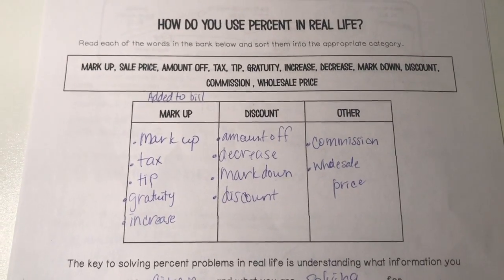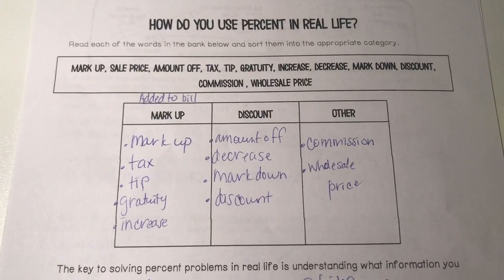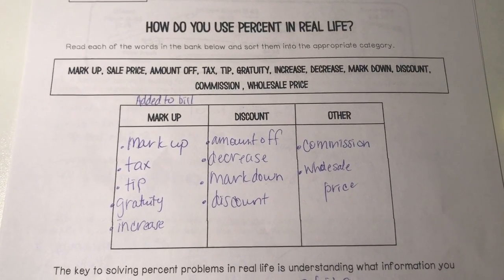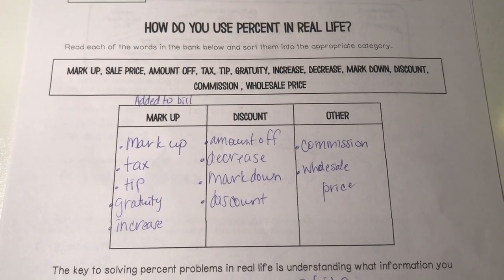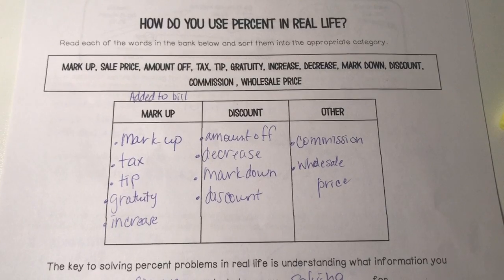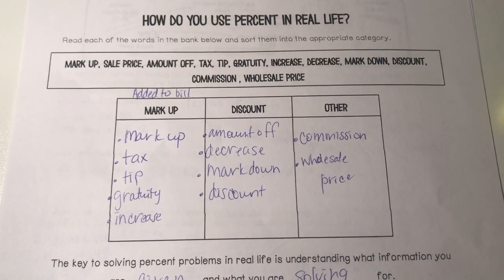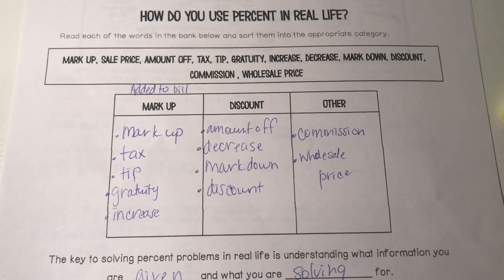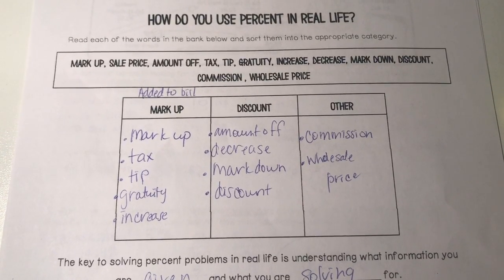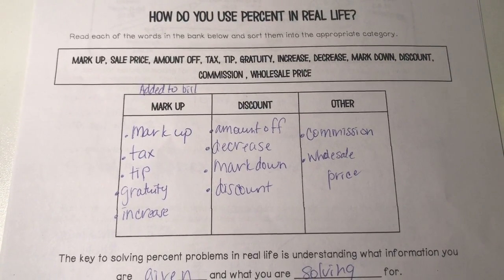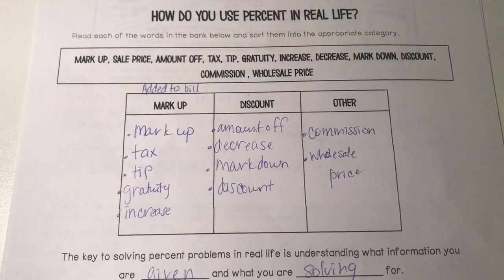All right, and then we have discount, which would be an amount off, a decrease, a markdown, and a discount. Again, things you're probably more familiar with just because of sales. If a store's having a sale and you buy something, it's going to be less than what the price tag says. And again, usually those are percents of the price. We talked about when we first started percents, 50% off. Well, 50% off $10, you're going to pay $5, but 50% off $100, you're going to pay $50. So again, it just depends on the whole. And these other two things are wholesale price and commission. So go ahead and put those in there. We're going to talk about commission a little bit more in a minute.